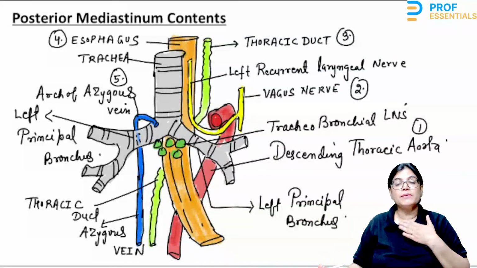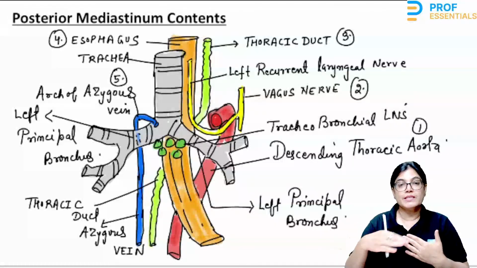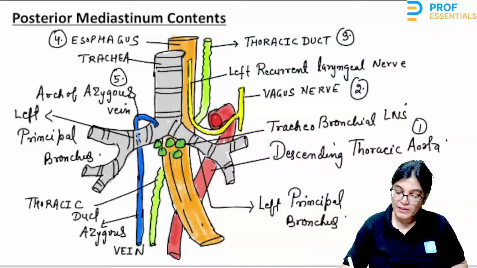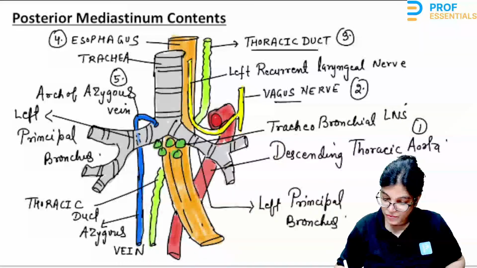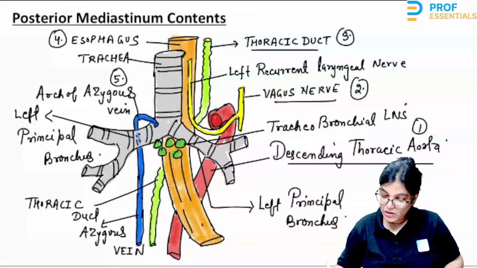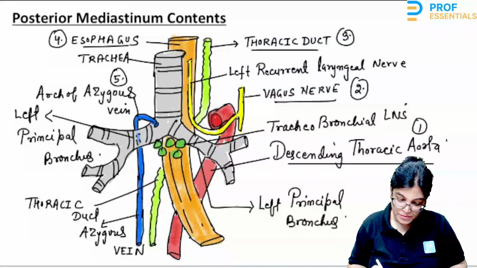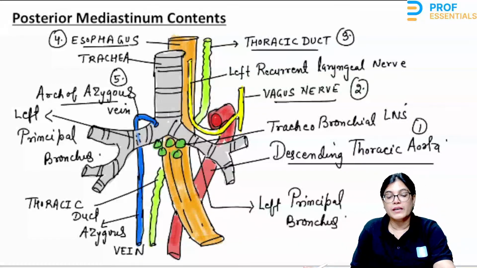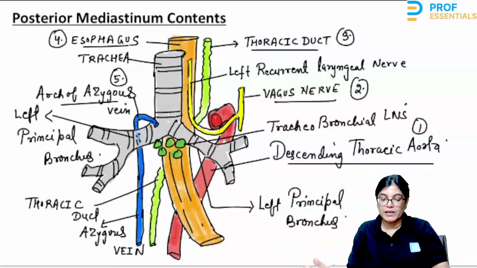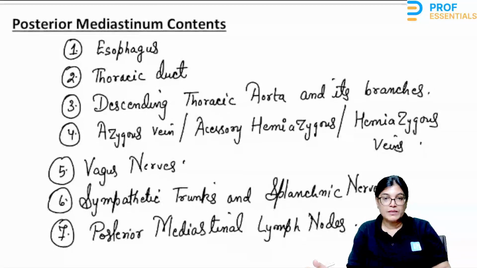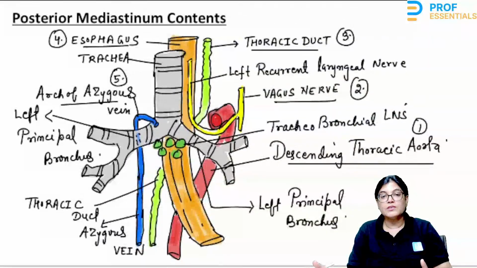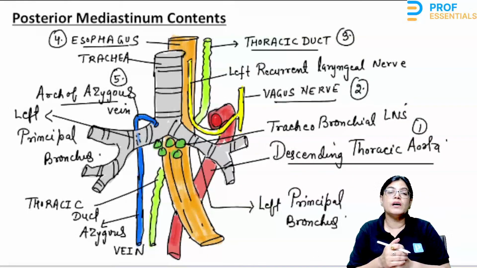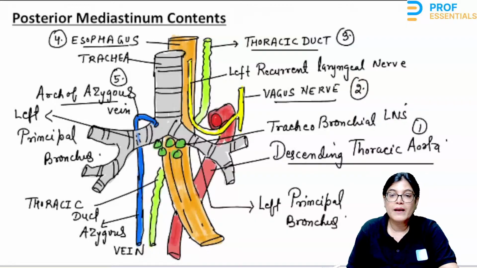So important contents have been highlighted, and this gives you the look of the contents from anterior to posterior. Important contents are the thoracic duct, the vagus nerve, the descending thoracic aorta and its branches, the esophagus, and the azygos vein. And the lymph nodes associated more posteriorly will be the posterior mediastinal lymph nodes. So this shows you a few important contents as seen from the anterior view of the posterior mediastinum. So we have finished all the important contents, and we have finished all of the mediastinum.